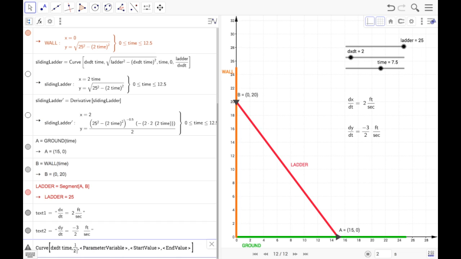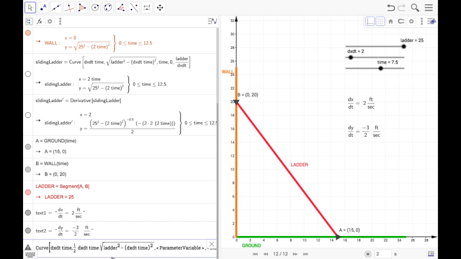That's where we have the 1/2. Oops, let's do that right. The 1/2 times dx/dt times time. All that multiplied by the square root of the ladder squared minus dx/dt times time. And remember, dx/dt times time symbolizes the distance of the bottom of the ladder from the wall, and then that quantity is squared.